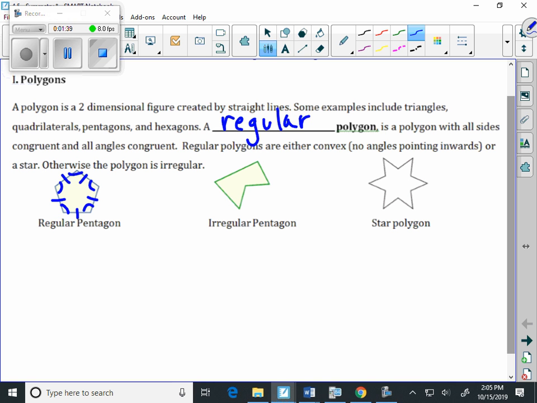outside of it. And then finally, to the far right is our star polygon, which is a regular polygon. And even though we do have indentations in here, it kind of goes back in there, it's still considered to be a regular polygon when it's a shape of a star.